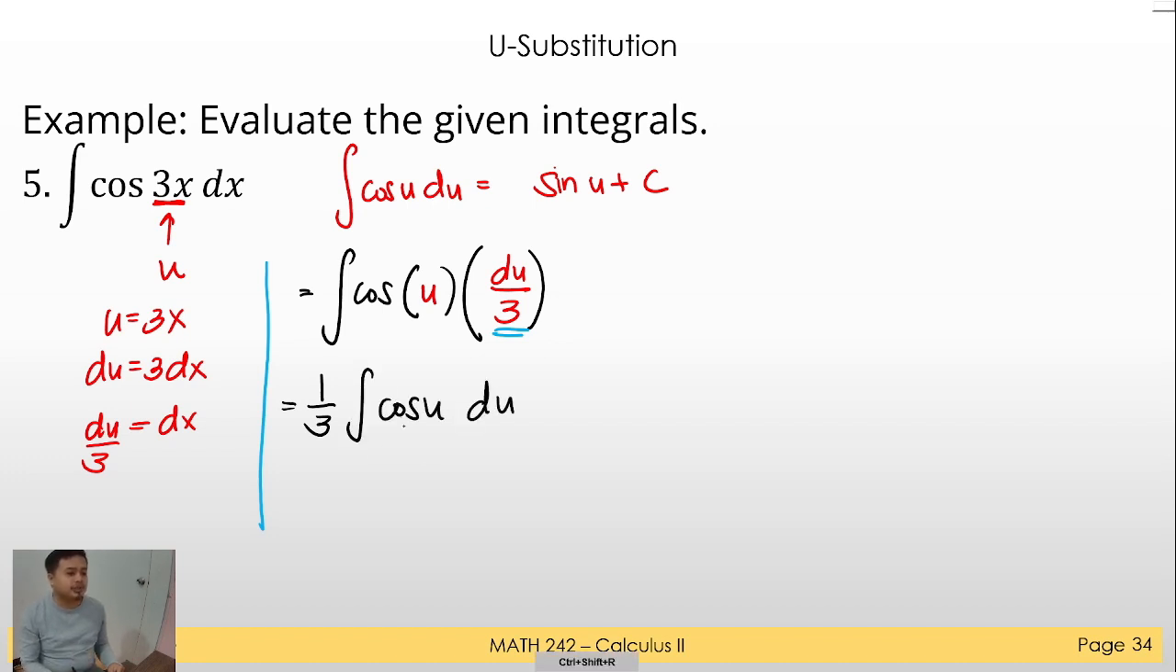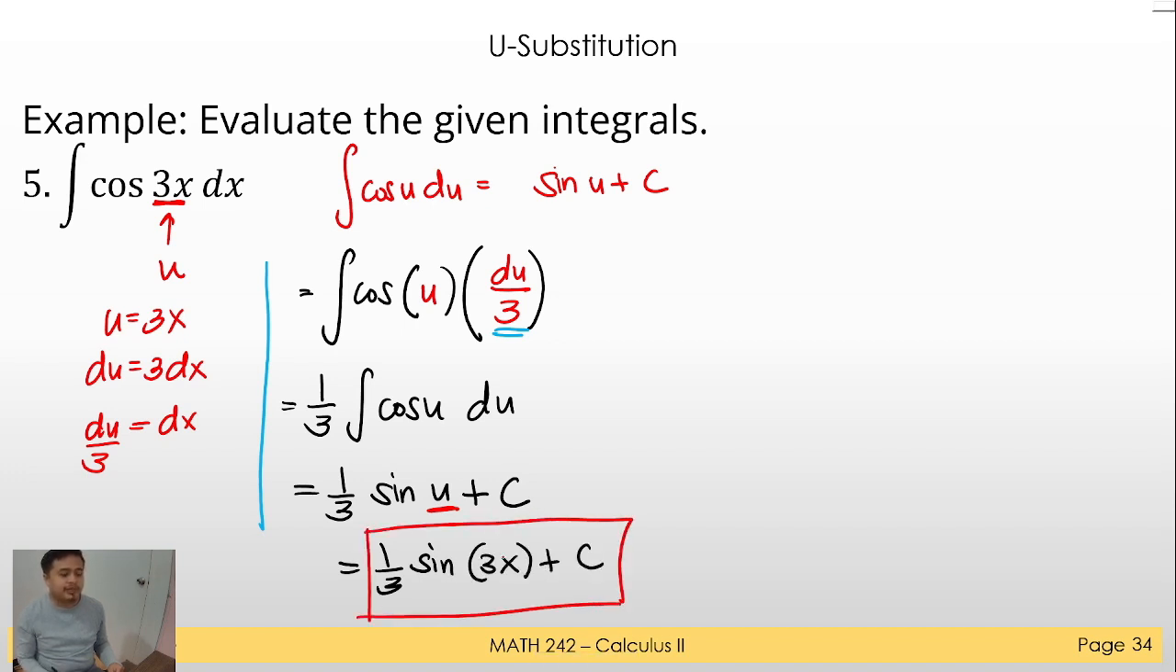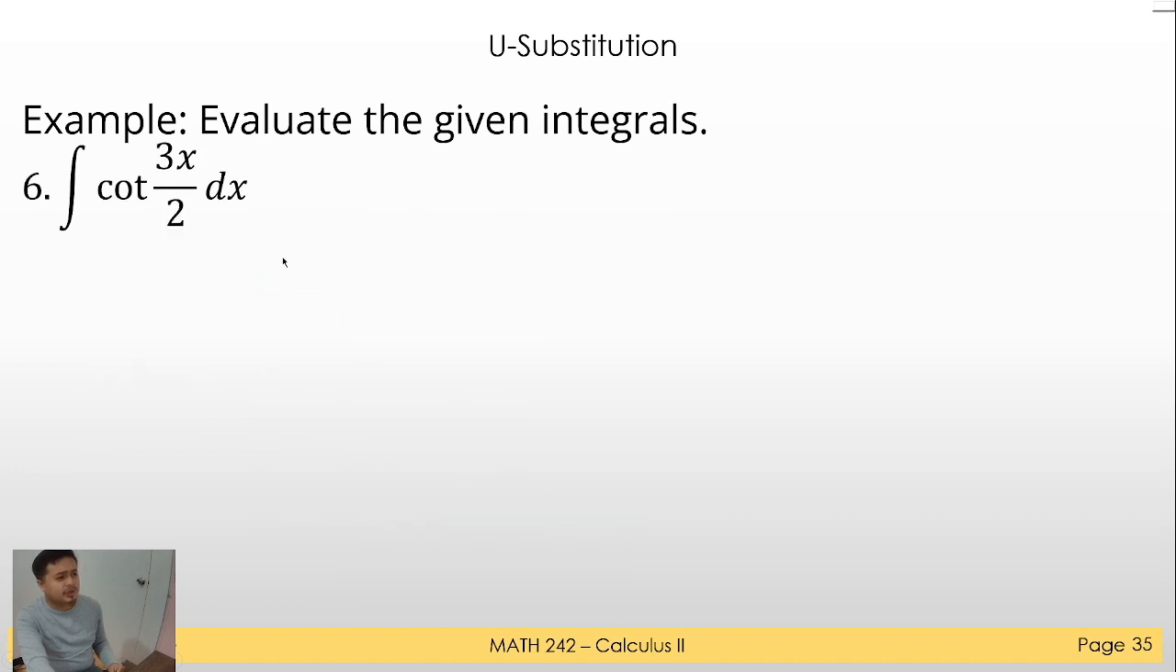So evaluating this, we know that the integral of this is sine u plus c. Therefore, the answer is 1/3 sine u plus c. But that is not the final answer. So change this back again to its original variable. We have 1/3 sine 3x plus c. So this is your final answer. If you try differentiating this, this will be your answer. Okay, let's move on.